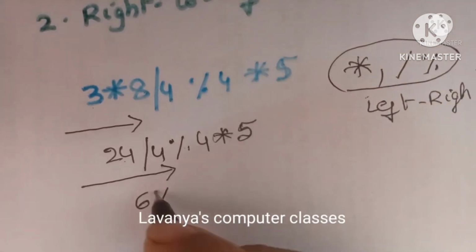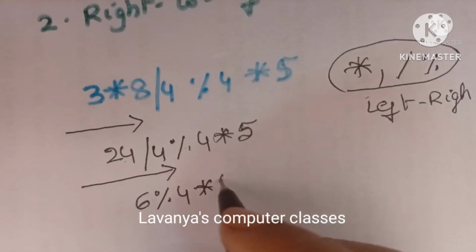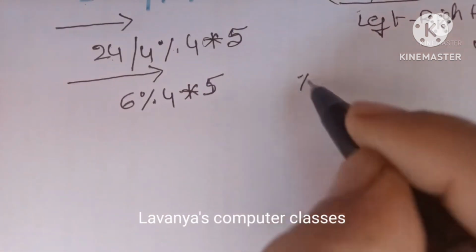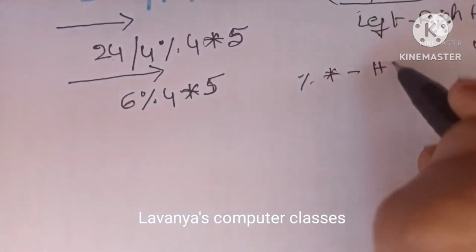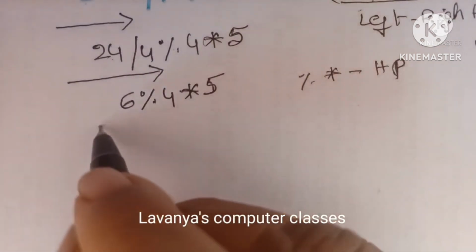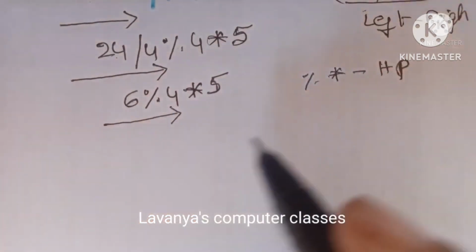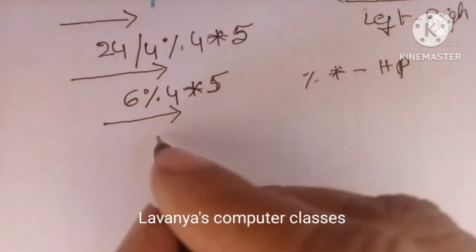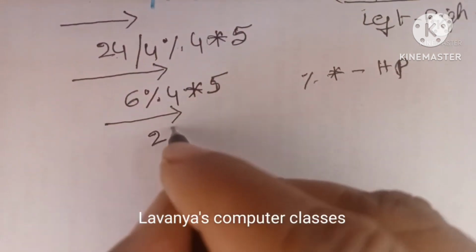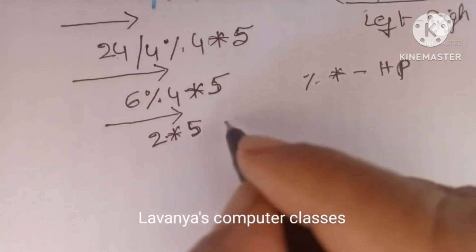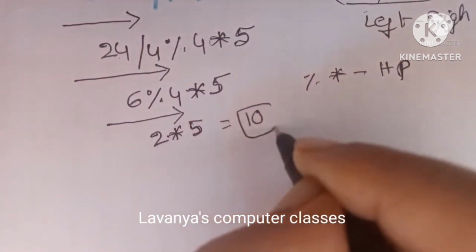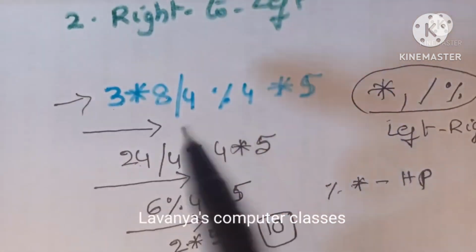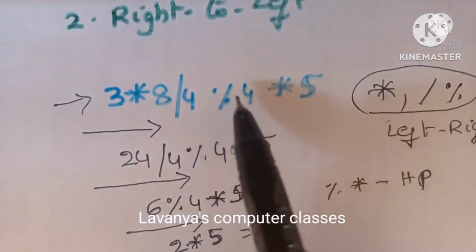6 mod 4 into 5. Again this expression contains mod and into, both belonging to the same high priority level, so again associativity, left to right. 6 mod 4: mod always gives the remainder. 4 ones are 4, the remainder is 2. So 6 mod 4 is 2, then 2 into 5. This is the final step: 2 into 5 is 10. After evaluating this expression, the answer is 10.